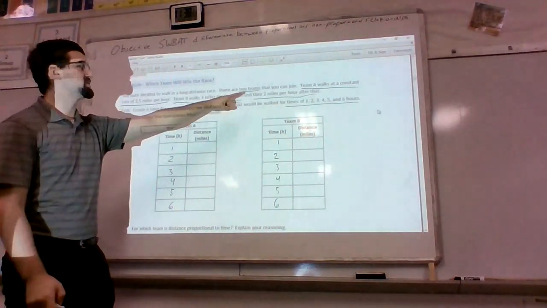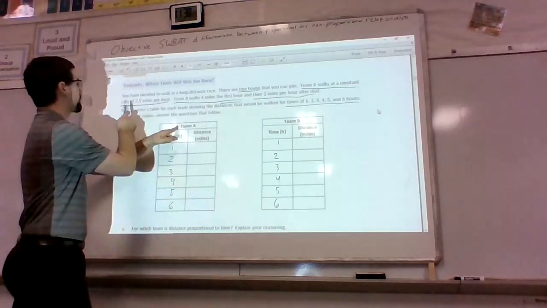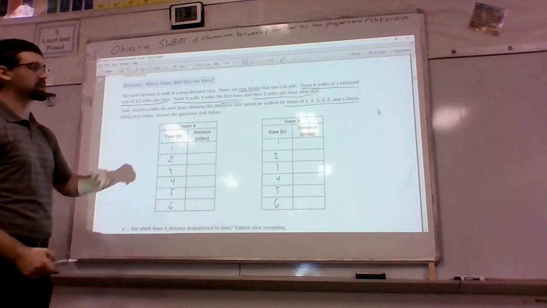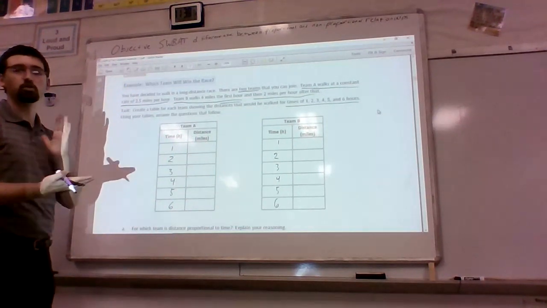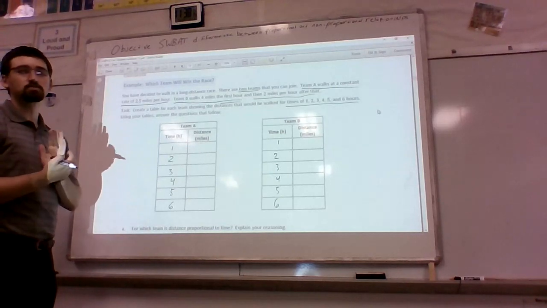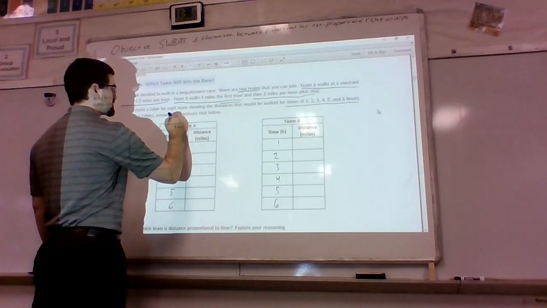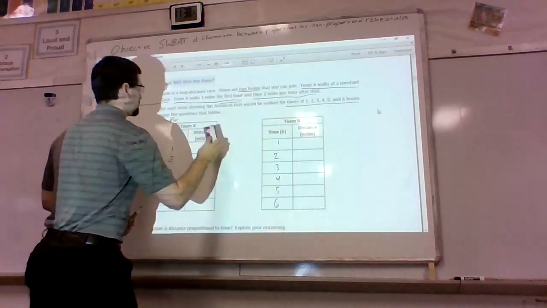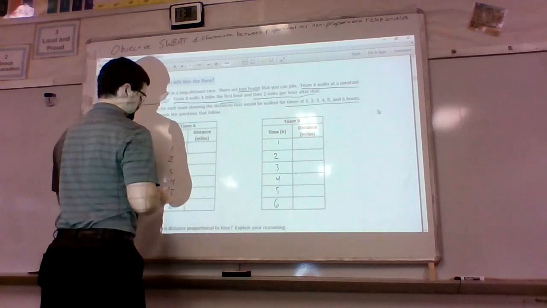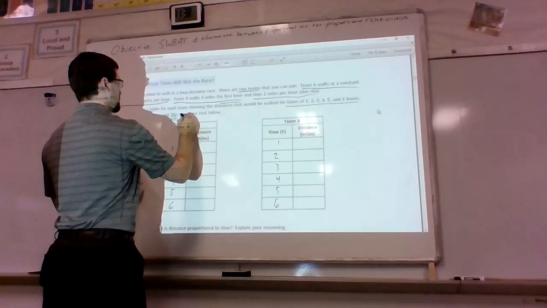Two teams. Team A walks at a constant rate of 2.5 miles per hour. If it's a constant rate, that means in every situation, the rate is the same, which means this one is a proportional relationship. That is not how you spell proportional. Proportional.